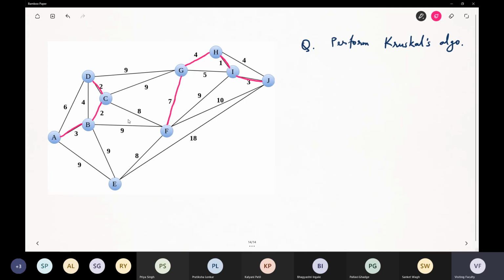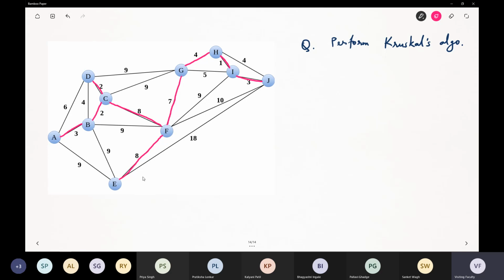Alright. Once you pick this, among the remaining edges now, what's the minimum edge weight? 8. Okay, so there are 2 possibilities. So let's pick any one. Let's pick this one. After this, once again, if you look at it, again you can choose an edge of weight 8. You can choose this one. Right.